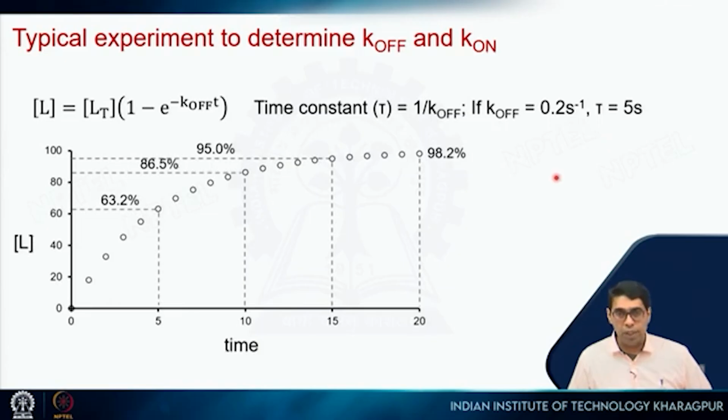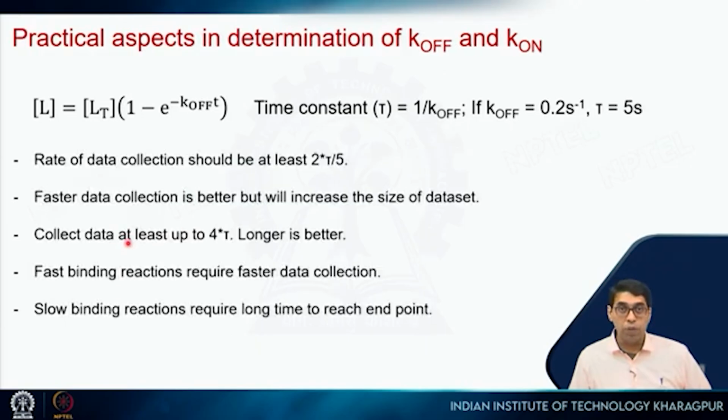So if your K off rate is 0.2 per second, then you have to run this experiment for 20 seconds so that you can get a good curve like this and a good fitting. And then how often should you collect? The rate of data collection should be at least 2 times t by 5. What is t? T is 5 seconds, so t by 5 is 1 second, multiplied by 2. So you should collect your data every 2 seconds or faster.